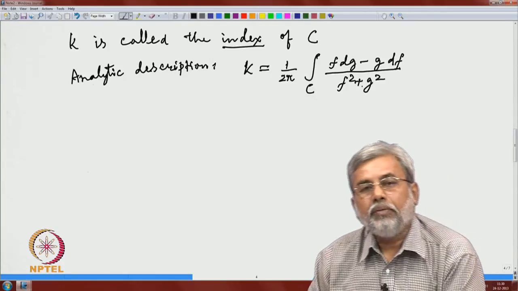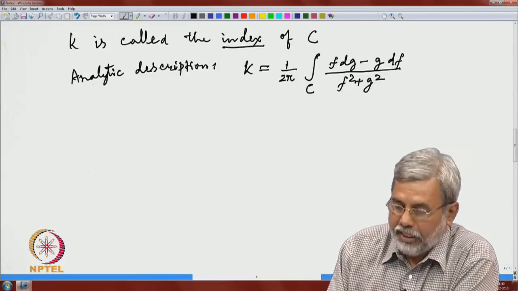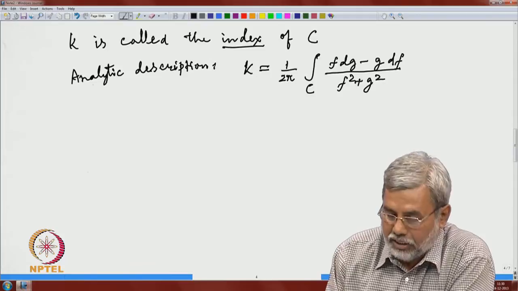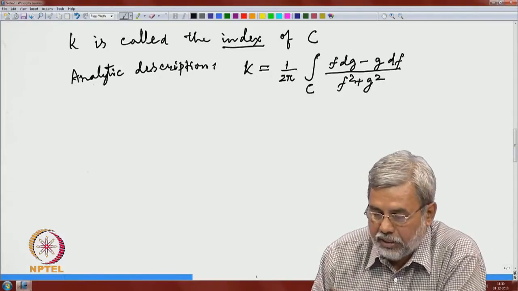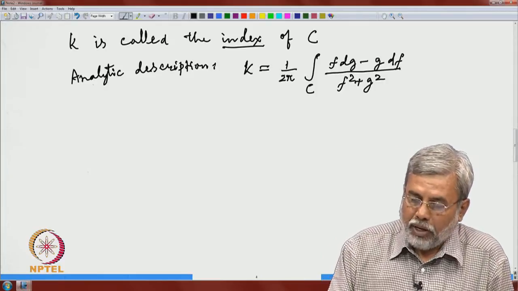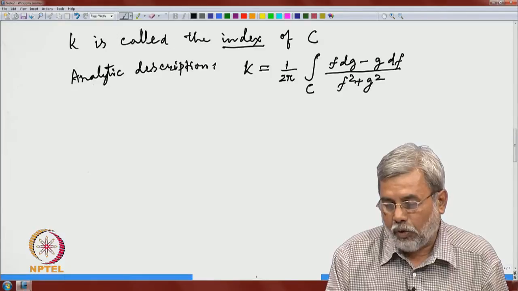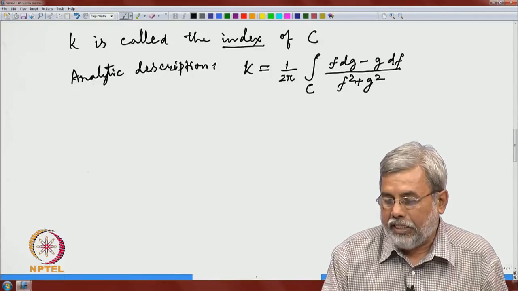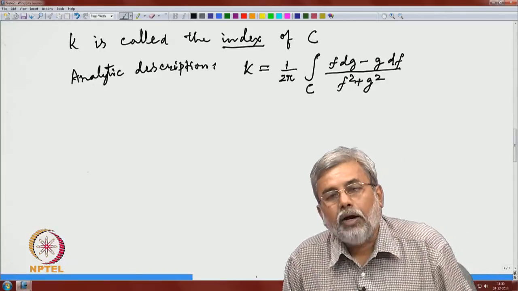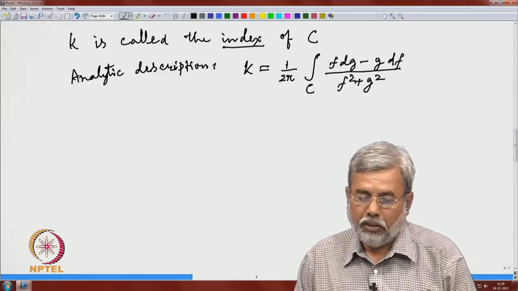And since we are dividing by F square plus G square, you see that the assumption is necessary that the vector field is non-vanishing on C. Otherwise, we'll have trouble there. Okay. So this is a line integral. When you have a parametric representation of this closed curve C, then this dG and dF will be expressed in that, so it will be a one-dimensional integral. Okay. So I am not going to that detail.